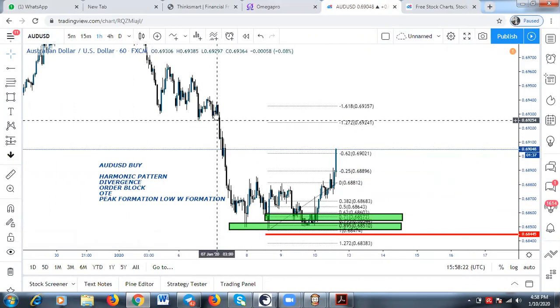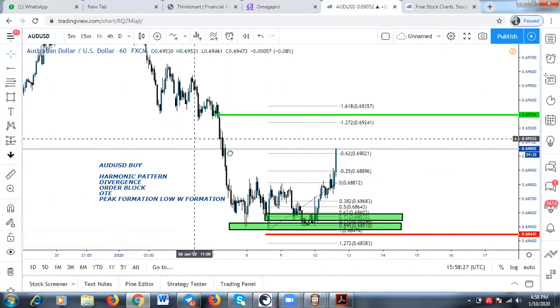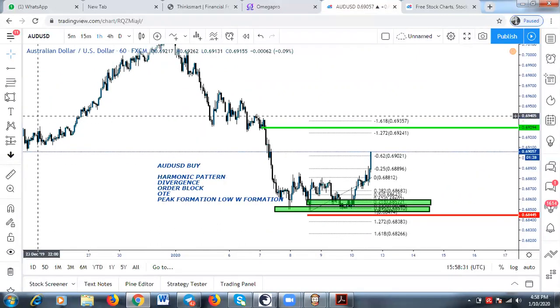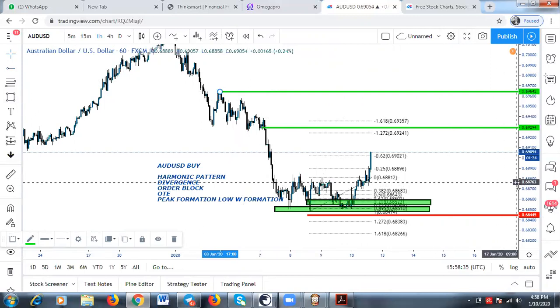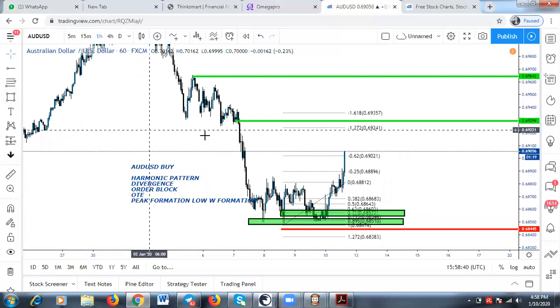But you can also just look out for the next order block. This is an order block, so this could be a target. That'll be my target one, and then the next one, I'm going to look at this as my TP2. All right, so this is it for AUD USD buy.